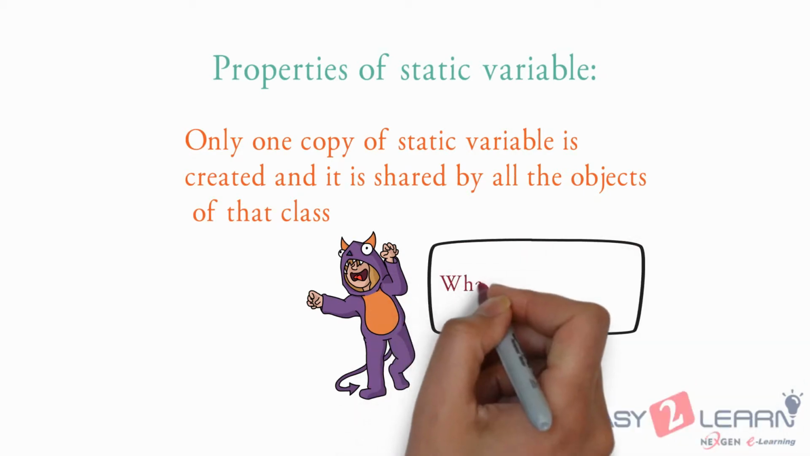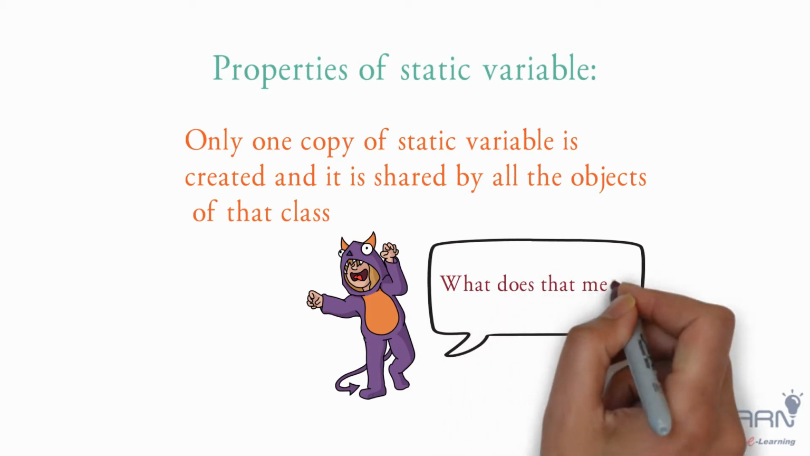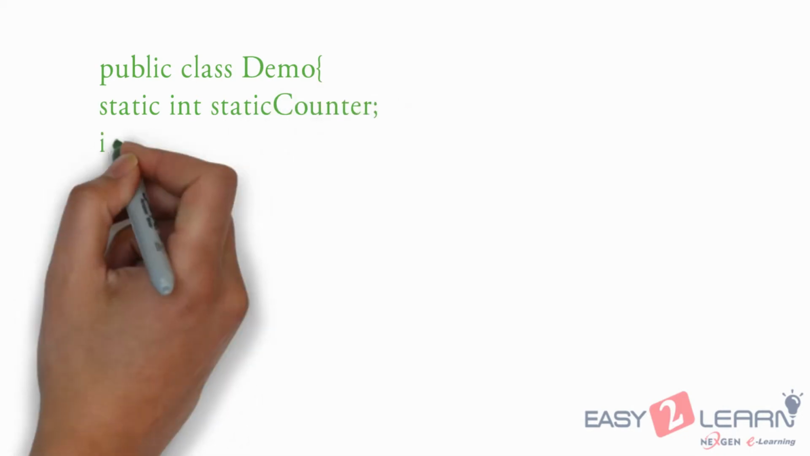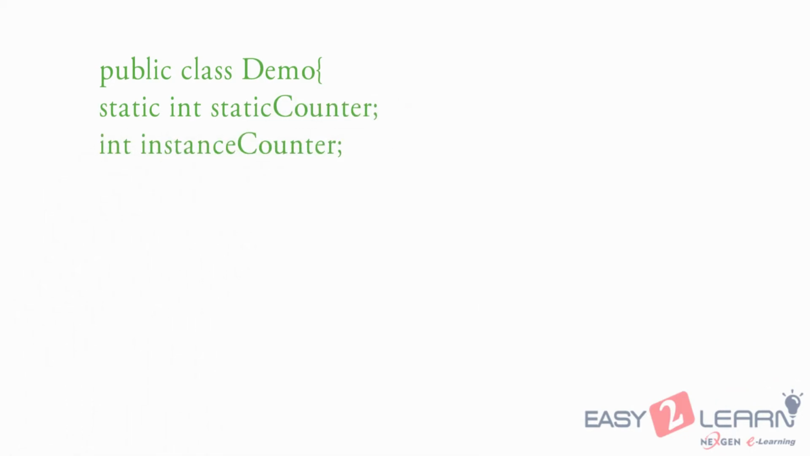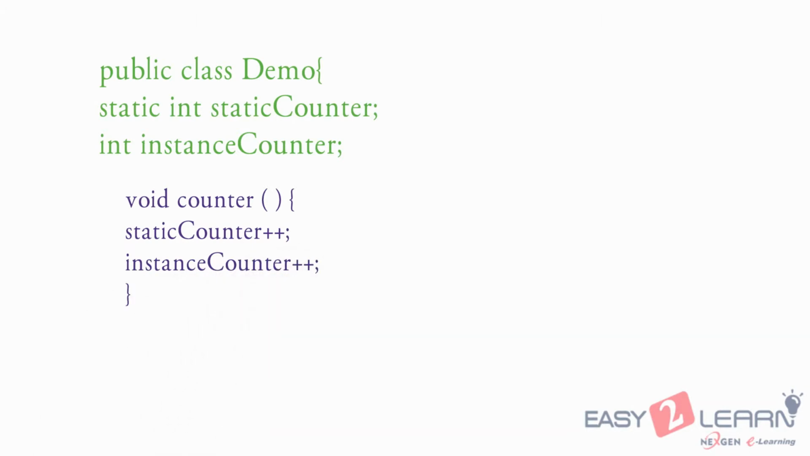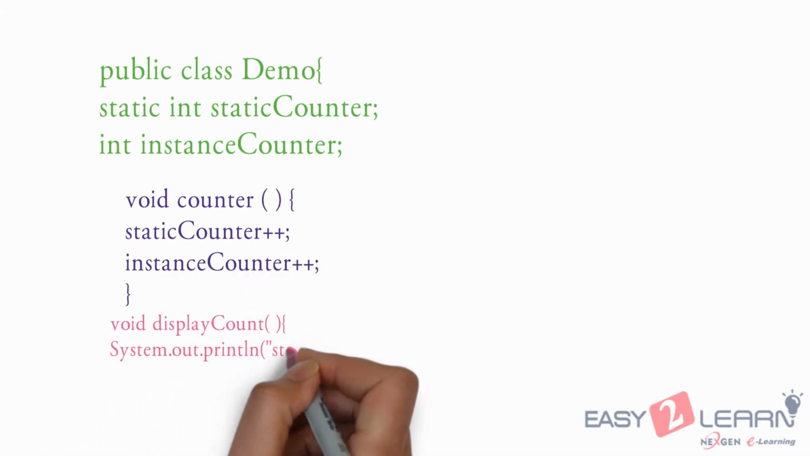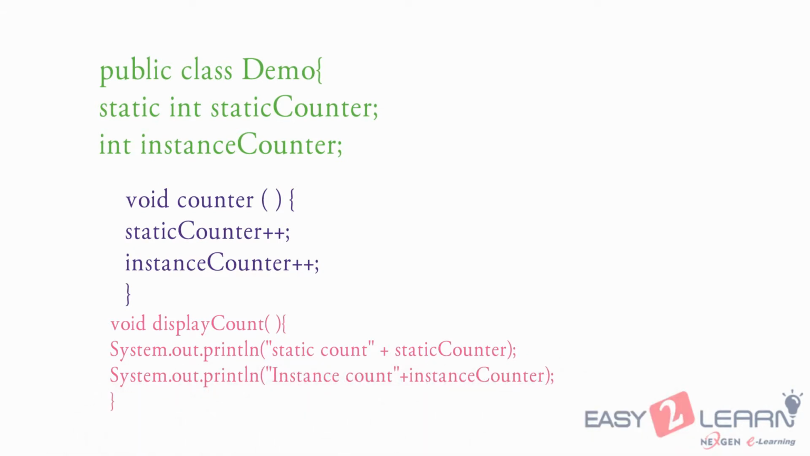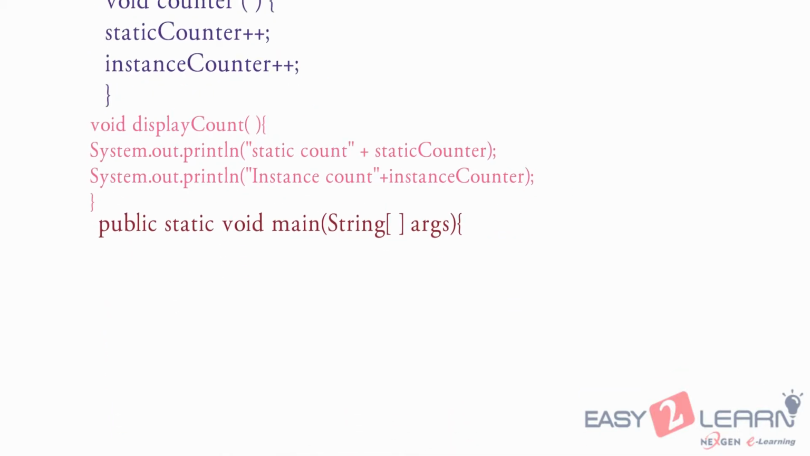Now you may wonder, what does that mean? Now I'll explain it. I have defined a class Demo with a static integer variable, static counter, and an instance counter. So we have a method counter which simply increments it. The other method, display, will simply display the count.